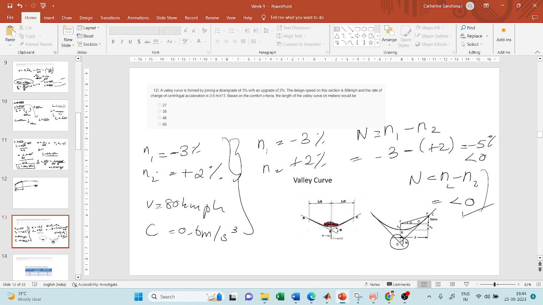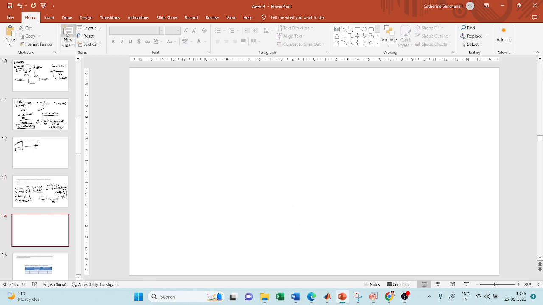Now, you saw for summit curve, the equation of the length of the curve was given by SSD, right? But here you have two methods to find out the length of the curve. One is comfort criteria. What is this comfort criteria? If you see, if you're traveling on a vertical curve, right?